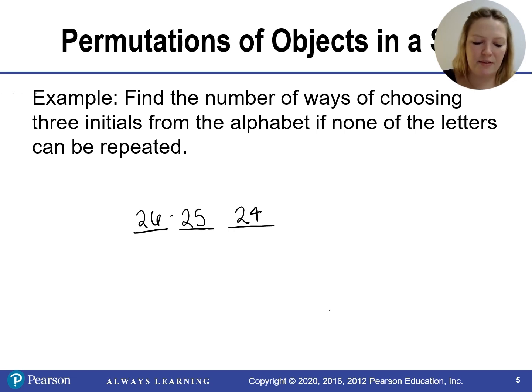15,600 different ways to get 3 initials from the alphabet if one of the letters can't be repeated.